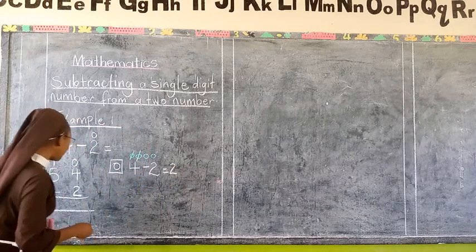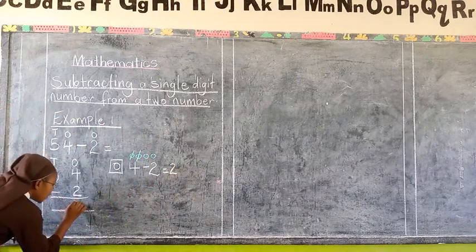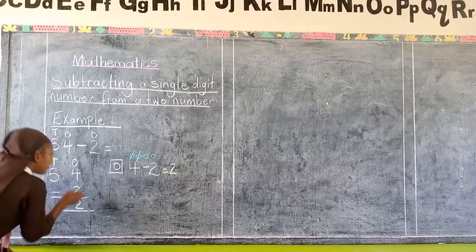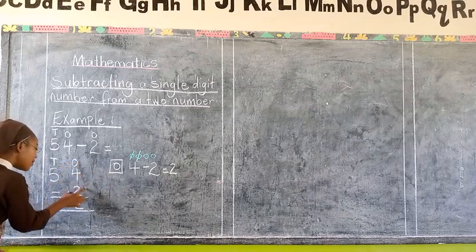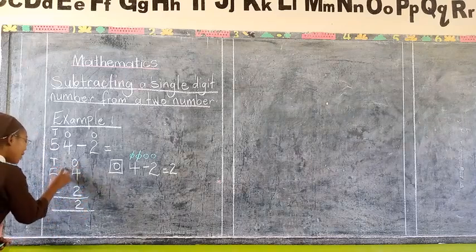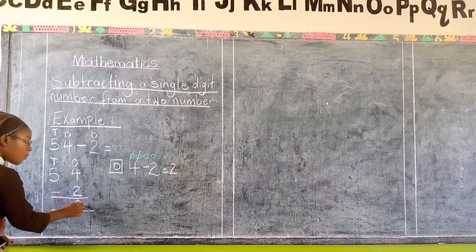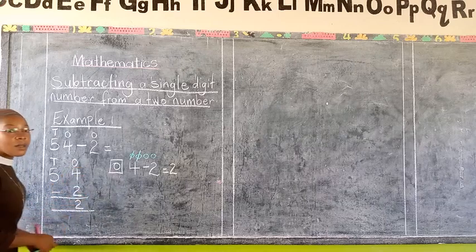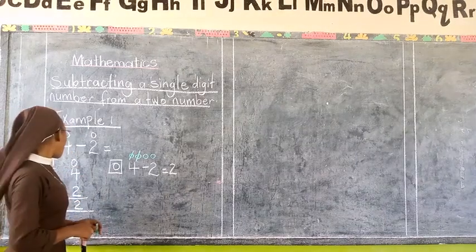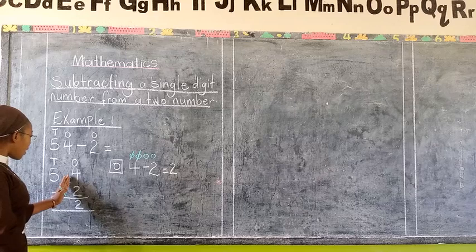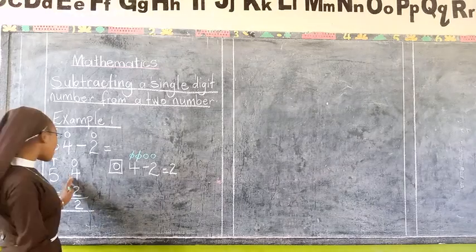We come under the place value of ones and we write our 2 here. Make sure you write 2 under the place value of ones. Do not write it here in the middle. Write it under the place value of ones because we are dealing with the place value of ones. So we have finished subtracting the numbers under the place value of ones.